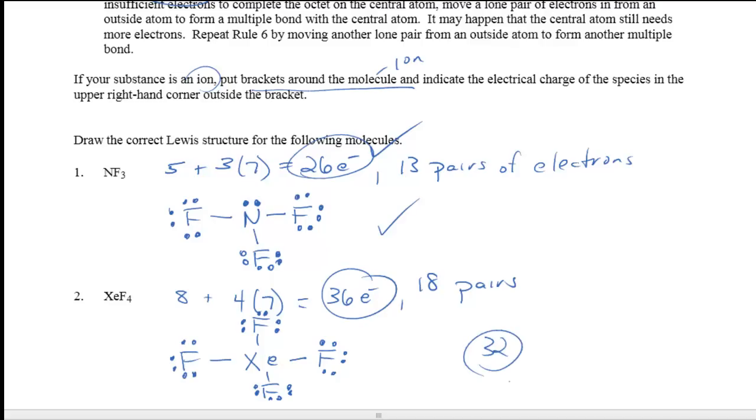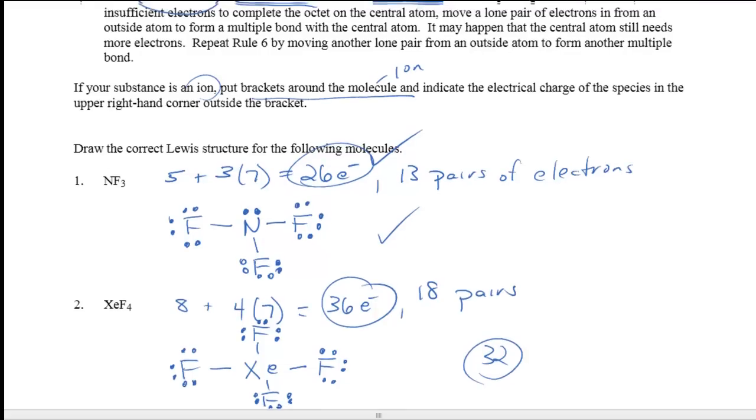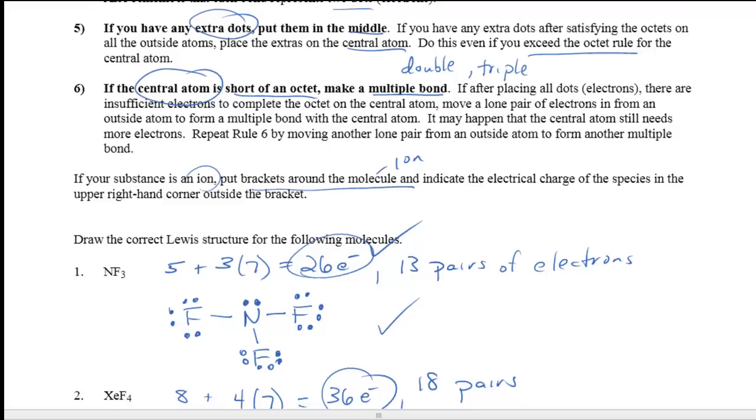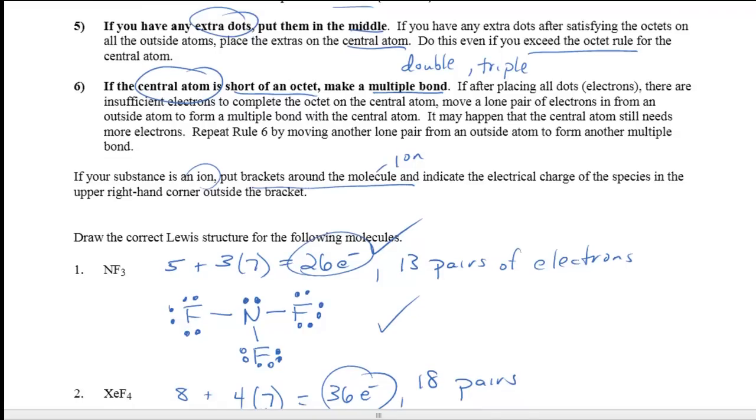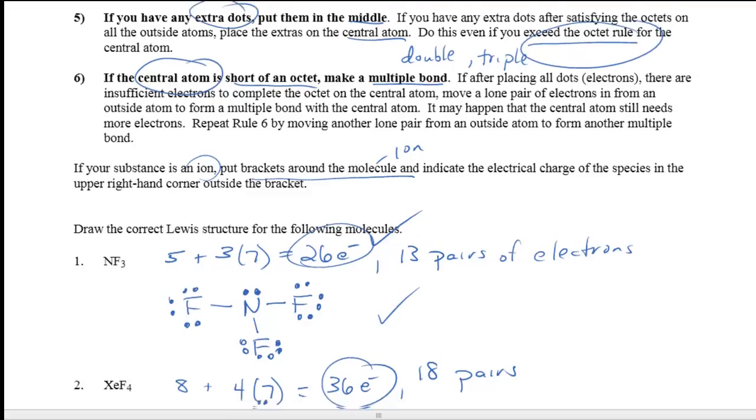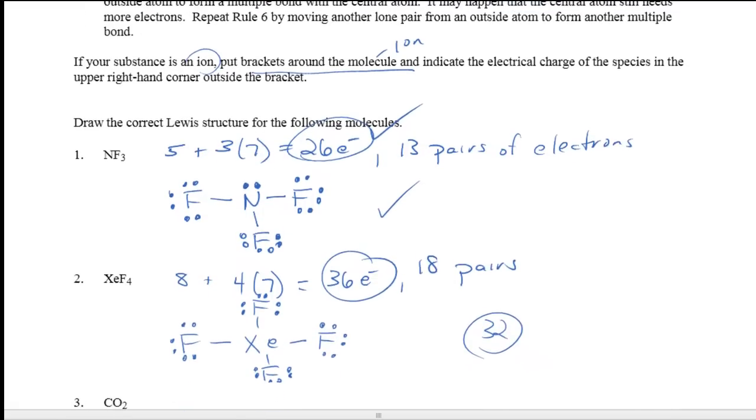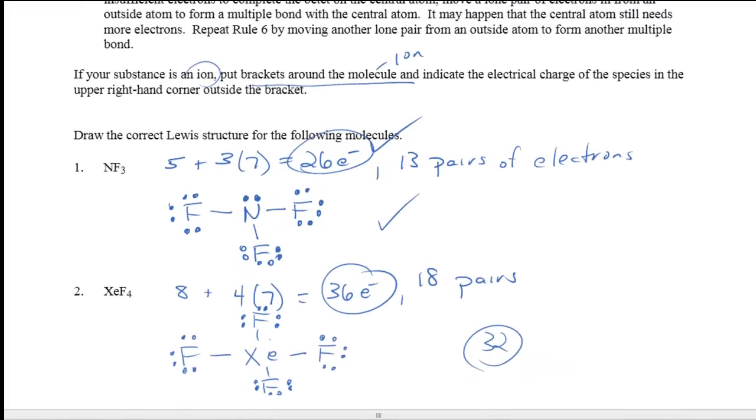We have 4 more left to place. Where do they go? Now, let's go back up and look at Rule 5. If you have any extra dots, any extra electrons, in this case we have 4 extra electrons, you put them all in the middle. Okay? Even if you exceed the octet rule. Keep that in mind, because sometimes the central atom will exceed the octet rule.